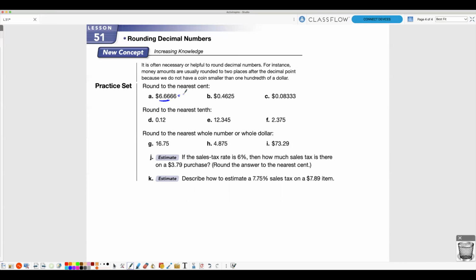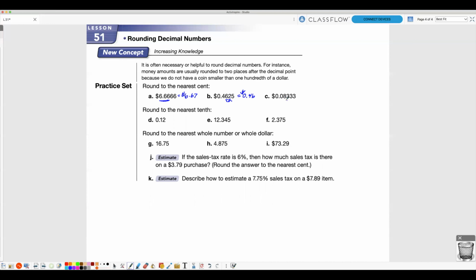Okay, you should have answered for this one, it would have been $6.67. What about B? 4,625 10,000ths. To the nearest penny, you should have said that this is 46 cents, because this 2 right here, you can see the 6 and the 2 is less than 5.